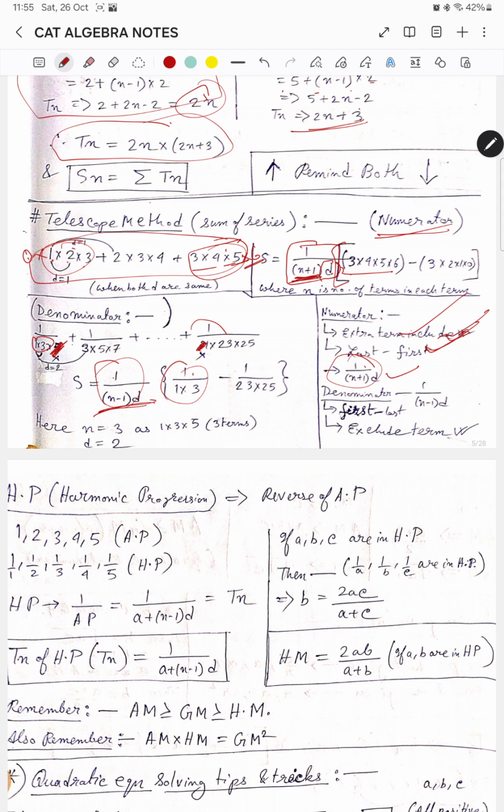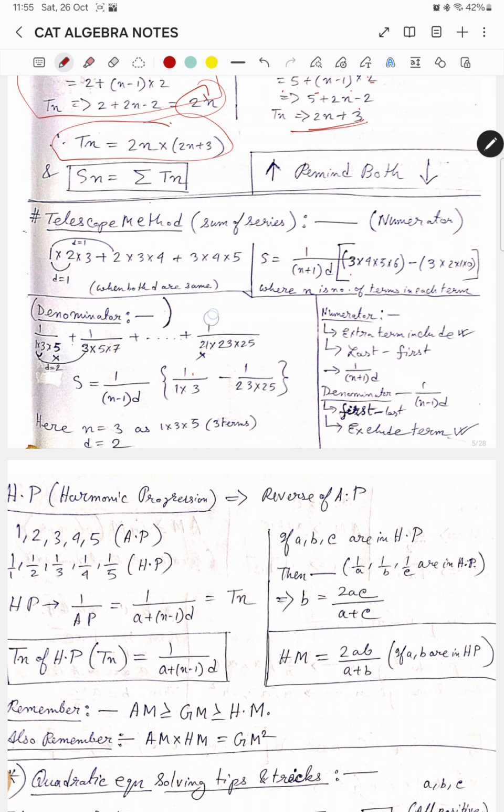For a telescope series in the numerator you apply 1 by n plus 1 into d. But when it is in the denominator, you multiply with 1 by n minus 1 into d. The most important thing to remember once again: the telescope method can only be used when the common difference inside the terms is the same, and term to term common difference is also the same, whether it is a numerator series or a denominator series.